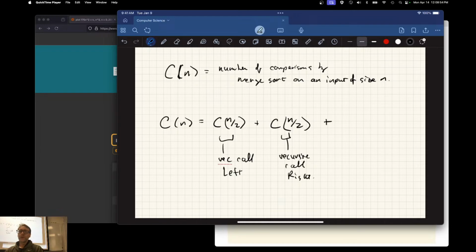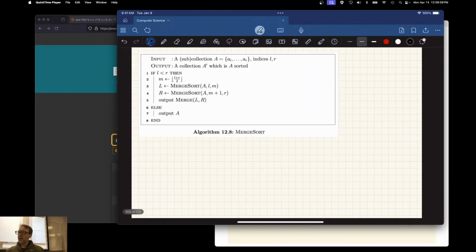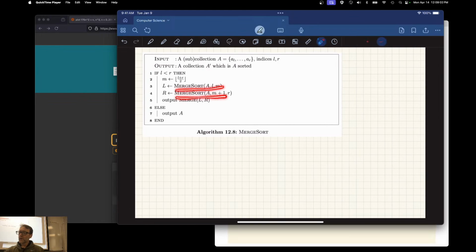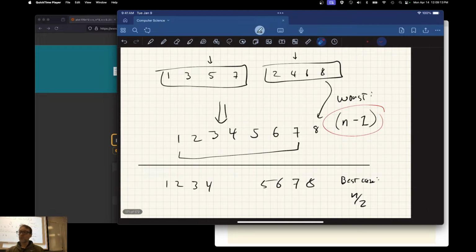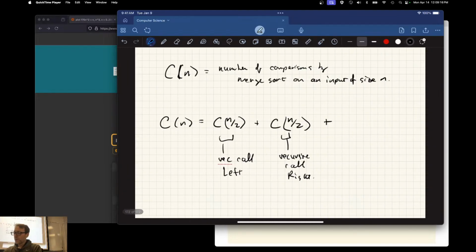Be careful. You're still doing some other work here. Right? When you come back from these recursive calls, you make a call to this subroutine right here to merge them together. And we just said that to do that in the worst case, how many comparisons does it make? N minus 2. Or sorry, n minus 1. N minus 1. And this is going to be the non-recursive merge work. Right? All right.